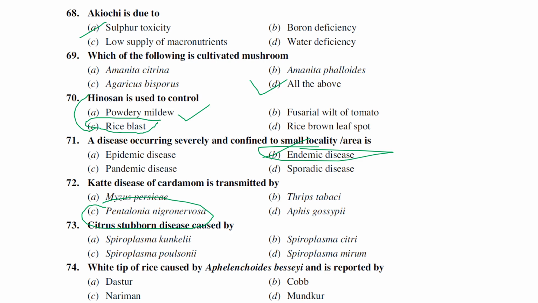White tip of rice is caused by Aphelenchoides besseyi, was first reported by Dastur. So Dastur was the one who first reported this white tip of rice nematode, that is Aphelenchoides besseyi.